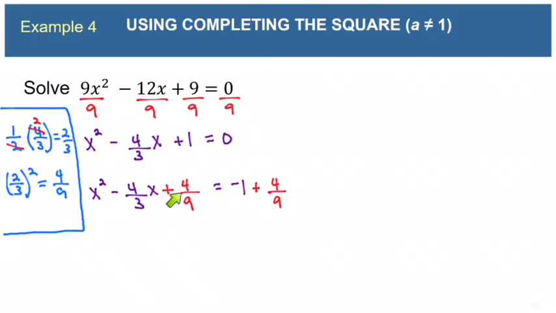And now let's factor the left side here. The left side is going to factor into this square root, this sign, and this square root. So x minus 2/3, all squared.